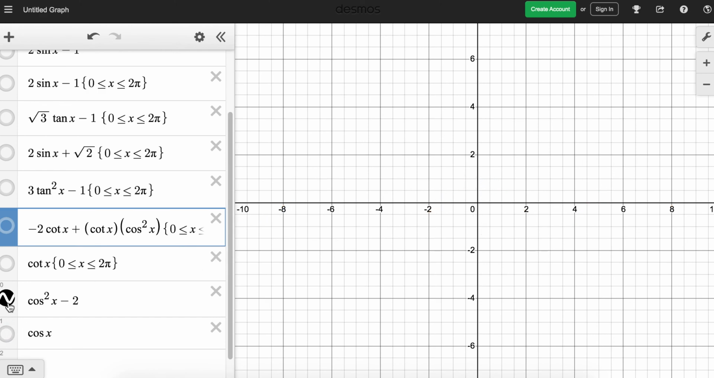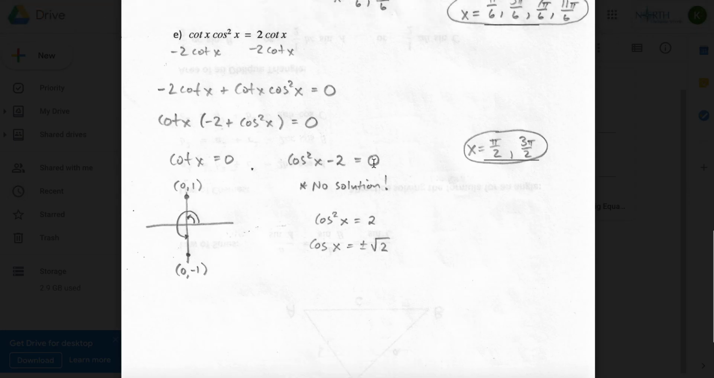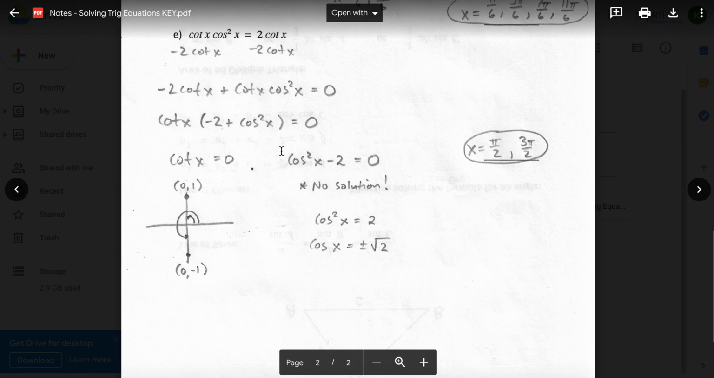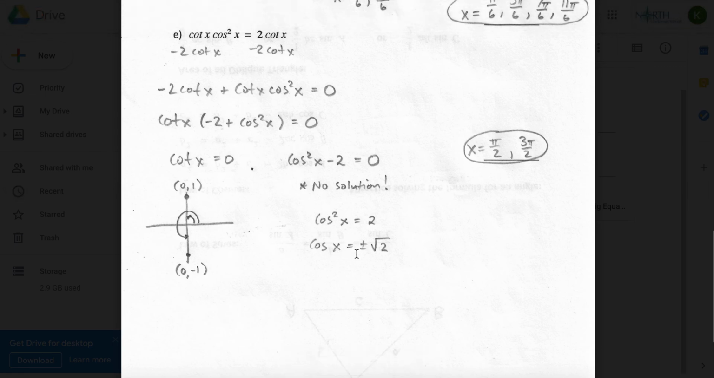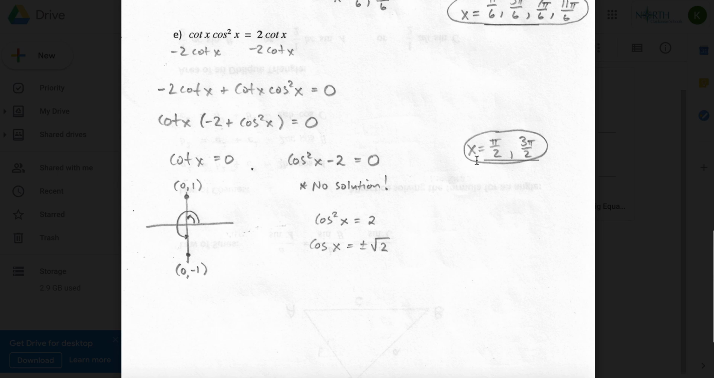If I back up and instead graph what I had right here and look for my x-intercepts, do I have any x-intercepts here? We'll notice that when I graph it, my graph doesn't even cross the x-axis, so I can't have any x-intercepts. So there's another reason why I don't have any way to find a solution where the cosine of x is going to be either positive square root of 2 or negative square root of 2. It's outside the range of this function. I don't have any solution to this part of the equation. And that's okay because we already found 2 solutions that work, so we'll go ahead and just list those.